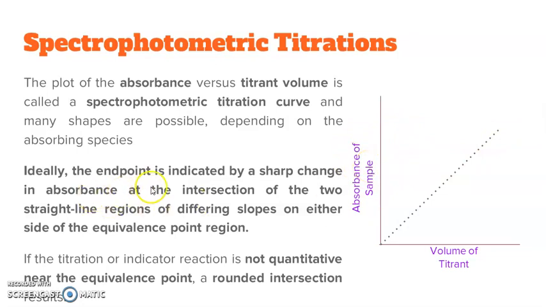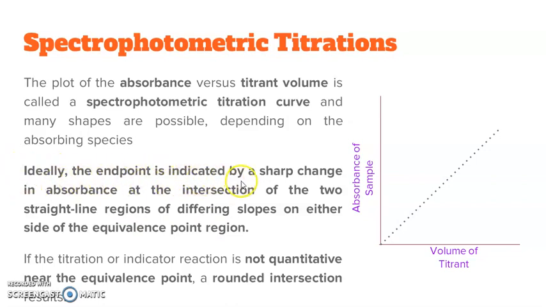So ideally, the endpoint is indicated by a sharp change in absorbance at the intersection of two straight line regions of different slopes on either side of the equivalence point region. I would like to repeat this whole paragraph as it is very important for understanding the shapes of spectrophotometric titration curves.